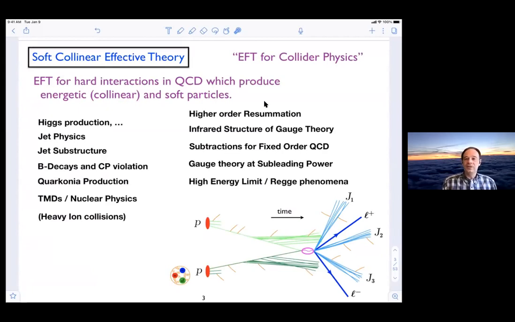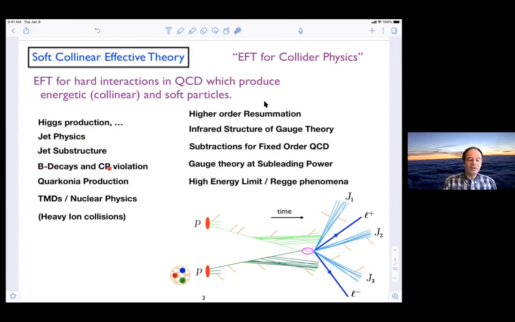I could write down processes, but I wouldn't be able to fit them all on the same page, because SCET is a very broad program. It's effectively the collider physics program. So the categories are things like Higgs production and other heavy particles, jet physics, the description of the formation of jets, as well as jet substructure, what's inside the jets.